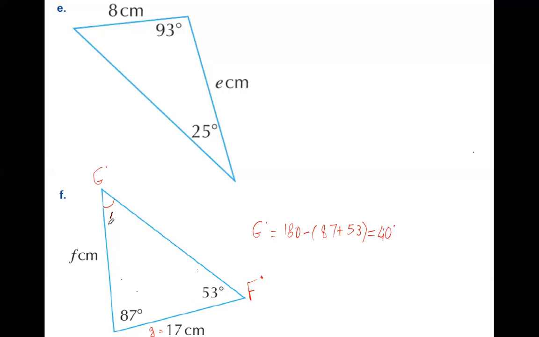Now that I've got my angle, I know that 17 or F divided by sine 53, I'm going to use my sine rule, is the same as 17 divided by sine 40, which is exactly what we've been doing on all of them. This one is the same actually. E, you need to find that angle.